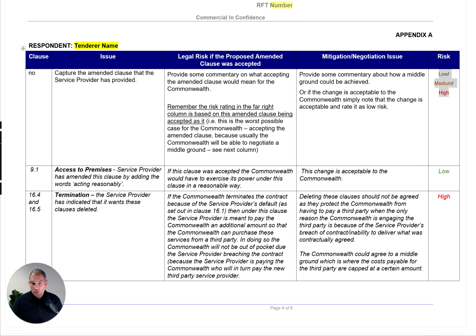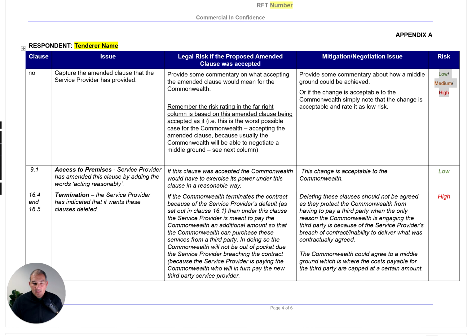But it's not the end of the story, really, because you never end up agreeing that final position. You go into negotiations and invariably you negotiate a middle ground that's somewhere between the proposed change that they had put forward in their tender response and what you end up agreeing.